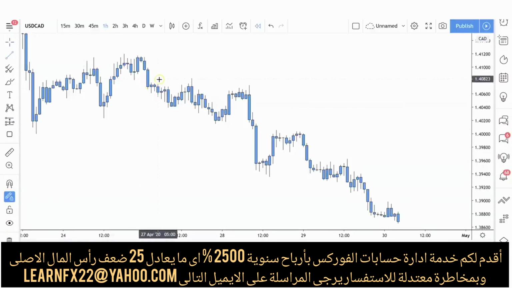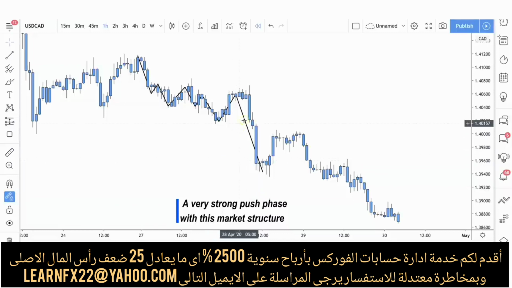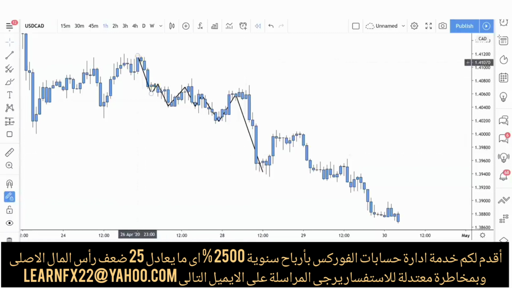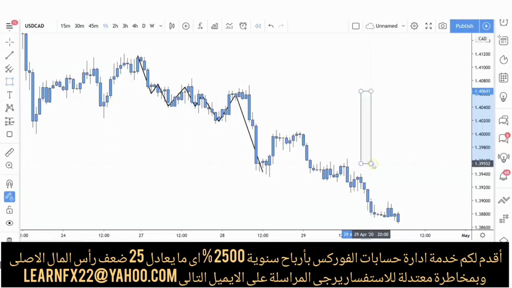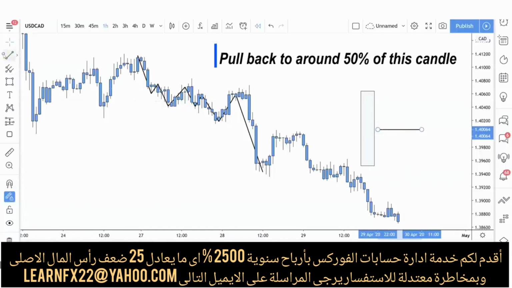So when looking at USD CAD, what can we see? Well, with this market structure, we can see a nice little push phase, a very aggressive or subtle pullback, as I just mentioned in our first example, another push phase, another small pullback, another push phase, another small pullback, another push phase, another pullback, and then what do we have here? A very strong push phase with this market structure. Now look at the length of this push phase compared to what's happened before. We can clearly see that with this structure of this market, this is a very strong higher time frame candle to the downside. And as we just illustrated, when we have a very strong higher time frame candle to the downside, more than likely what price action likes to do is pull back to around 50% of this candle just to create a wick before then continuing its bearish descent to the downside, or in line with the trend, either to the upside or wherever it's going.